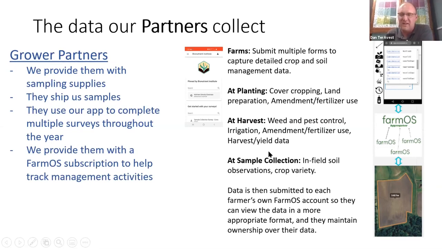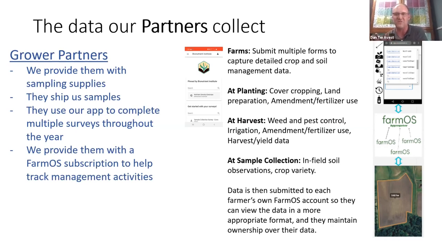And then at sample collection, when they're ready to pull that carrot and that soil sample out of the ground and ship it to us, they're collecting some in-field observations about the slope. Is the soil sandy or clay? We're getting GPS coordinates. They're sending us crop varieties. And so they're providing us all this information, and to try to provide some value back to the growers who are doing this, obviously, we send them results of all of the samples they send in.